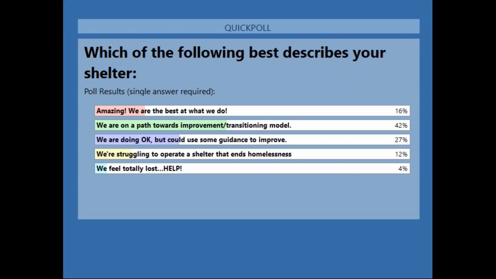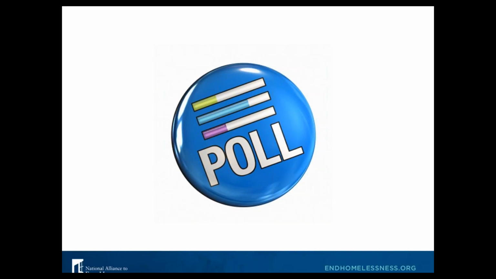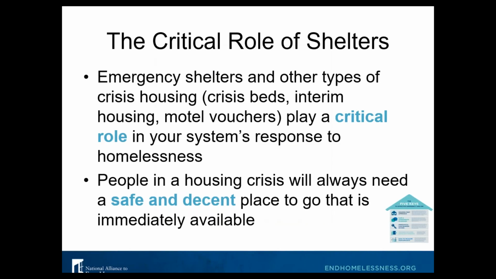12% said, we're really struggling and we could use some more help to make sure that we're really serving those who need it the most and doing it the best. And we have a few folks here, 4%, who say, help, we're feeling totally lost. So we're here for you as well. So hopefully no matter where you're at, you'll hear some answers today to some questions that you all have and can think of some new ideas that you can take back to your community and implement.